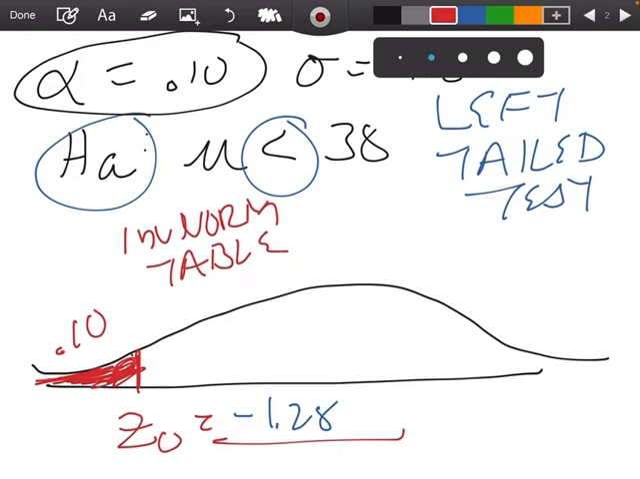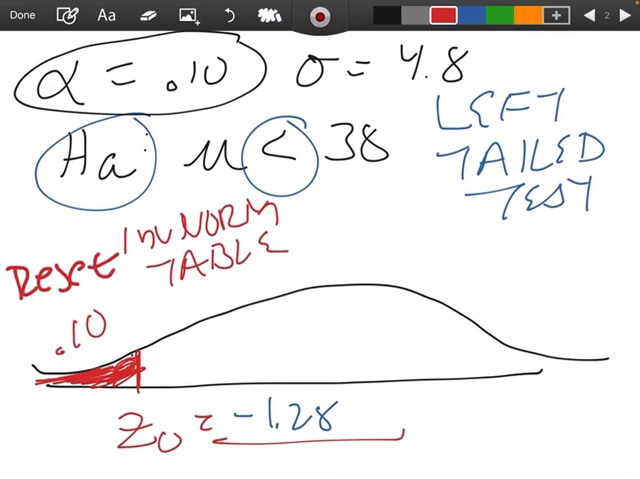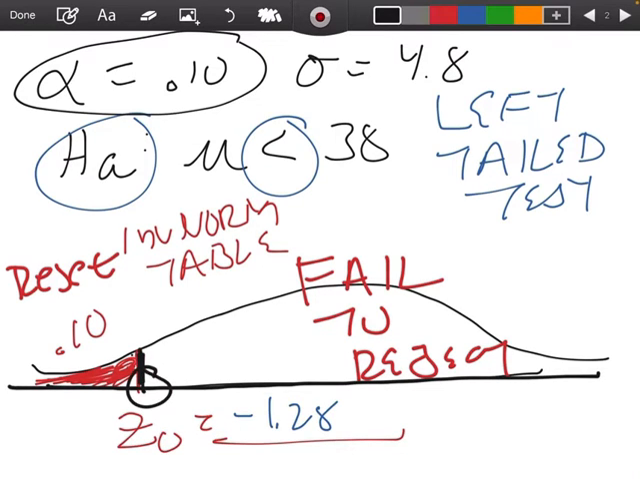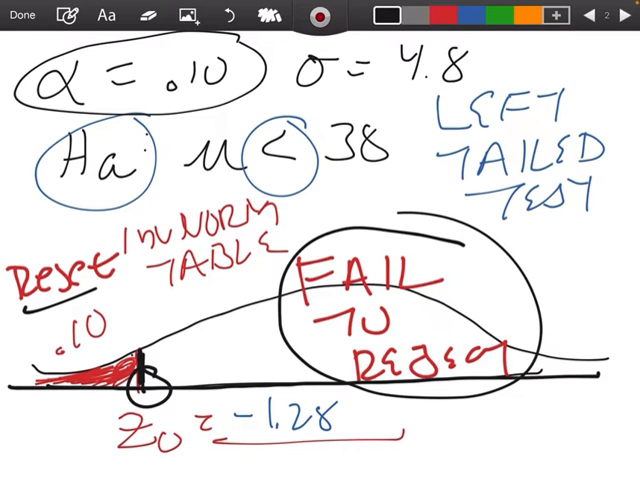So this number right here is negative 1.28. Remember what this is telling me? This here is my rejection region, and this is my fail to reject region, right? So when we do our standardized test statistic, we're going to figure out: are we going to fall to the left of negative 1.28, which would mean we reject our null hypothesis, or to the right of negative 1.28, which would mean we fall in the fail to reject region, right?